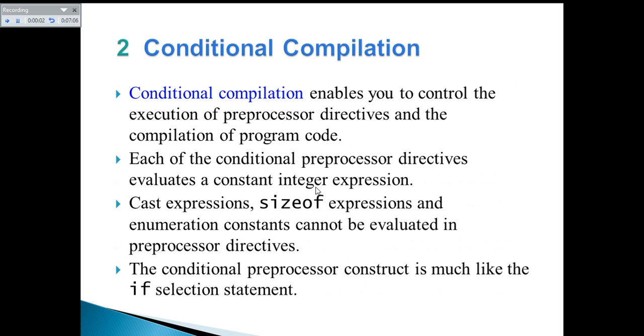Now let us see conditional compilation. What is meant by conditional compilation? Conditional compilation enables you to control the execution of preprocessor directives and the compilation of the program code. If your program has preprocessor directives, their execution can be controlled by the use of this conditional compilation technique, and the compilation of the entire program code can also be controlled.